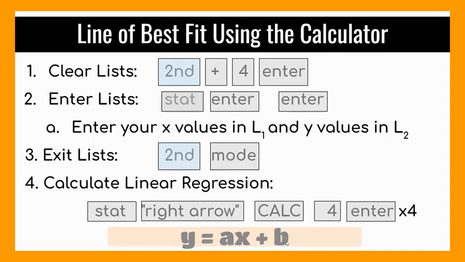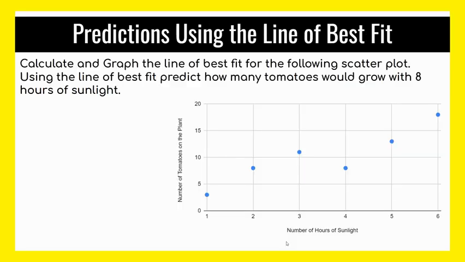Okay, so today we are going to be calculating lines of best fit and using them to make predictions. So here are all of our calculator steps, which I'll be going through with you in a second. When you're trying to calculate the line of best fit, the first thing you're going to do is clear all lists. So you're going to hit second plus 4, enter. Then we're going to enter our list by going stat, enter, enter. You're going to put your x values in list 1, y values in list 2. Then to exit that, you can hit second mode. Then you're going to calculate it by doing stat, calc, 4, and then enter till the screen changes, and then you'll get your equation.